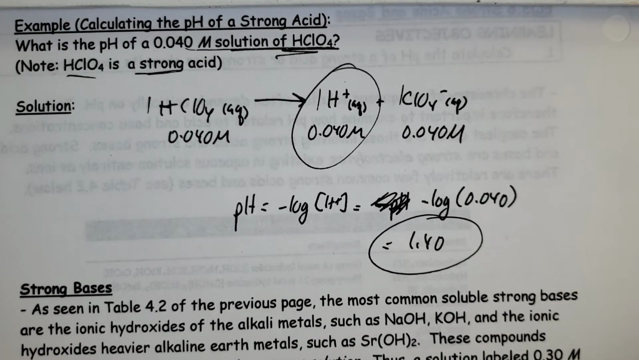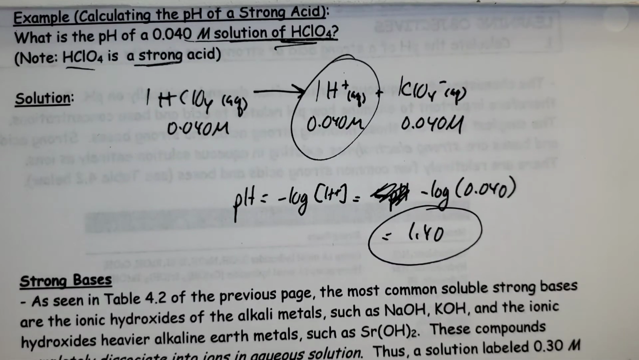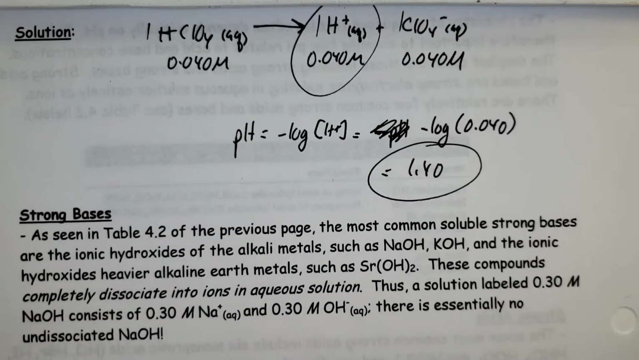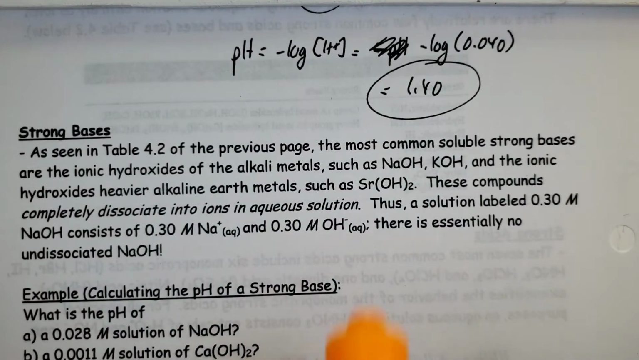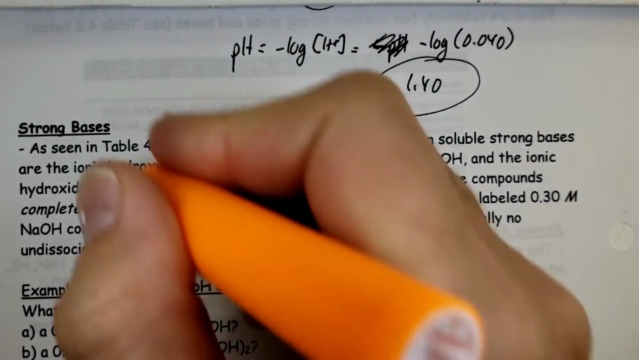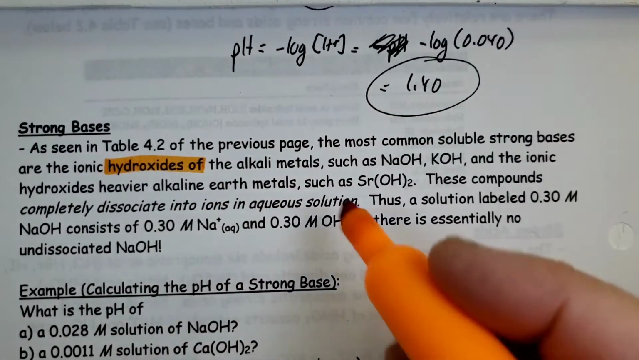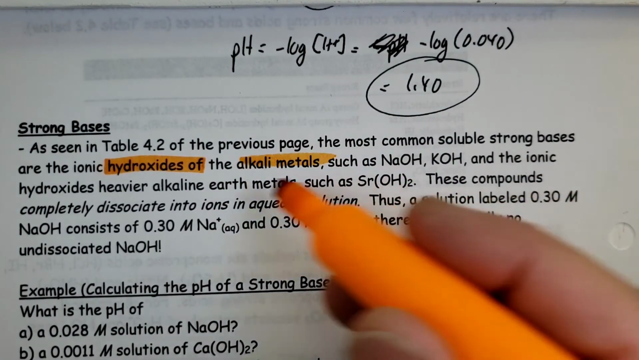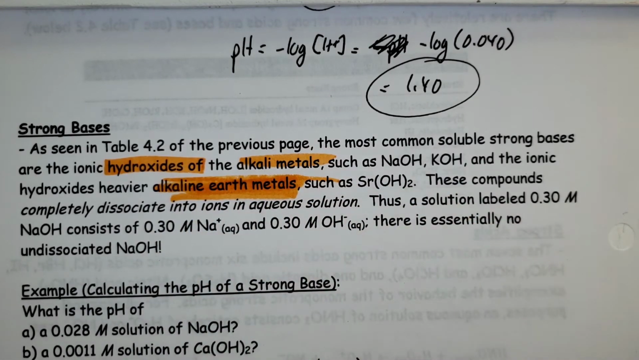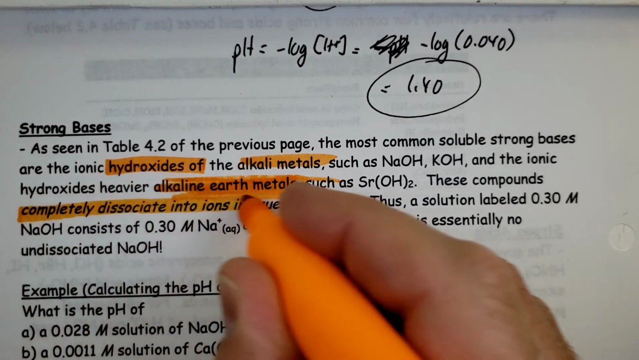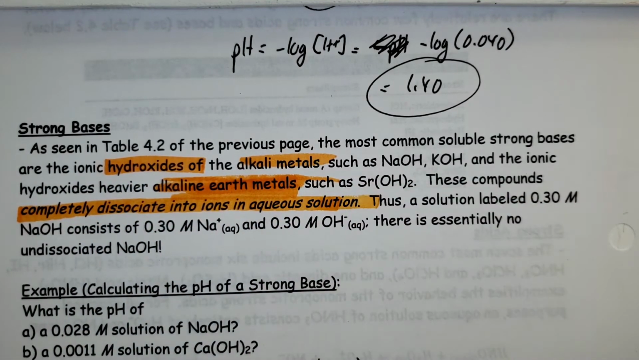All right. So that's how that works, quite easily. Strong acids, it's easy to calculate because it 100% ionizes. Strong bases, as seen on table 4.2 of the previous page, the most common soluble strong bases are ionic hydroxides of the alkaline metals and of the alkaline earth metals. So group 1 and 2 metals combine with hydroxides. These compounds, just like the strong acids, dissociate completely.